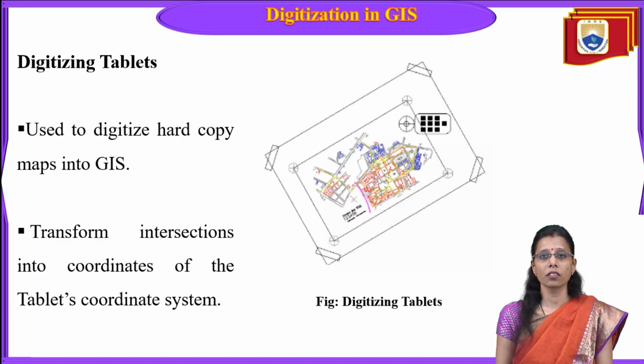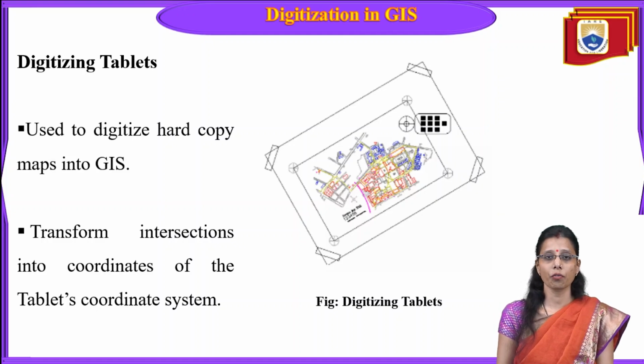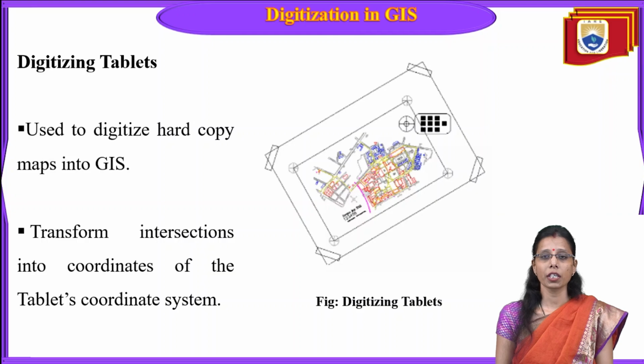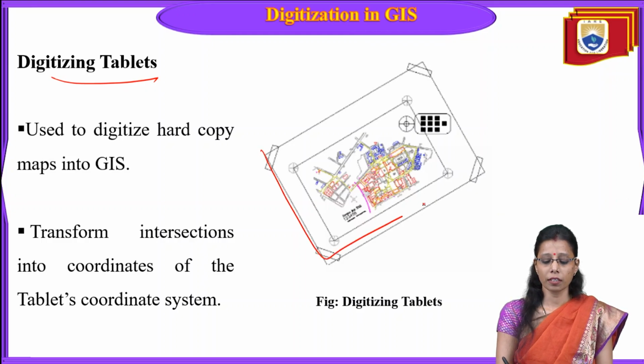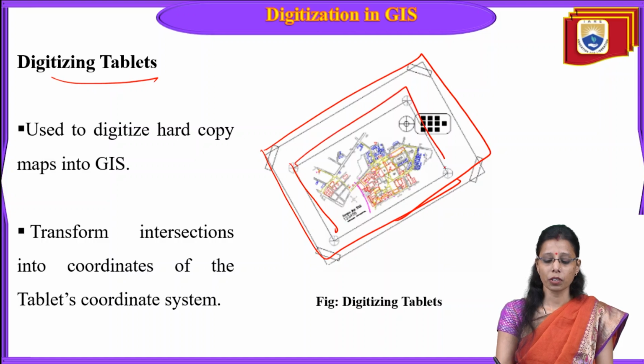In the earlier days, we did not have any software like QGIS or ArcGIS, any GIS software, which was developed recently. So in the early days, there was a digitizing tablet. For example, this is the digitizing tablet. On the digitizing tablet, there will be a paper map. So this is the paper map, and the paper map is fixed on the table.